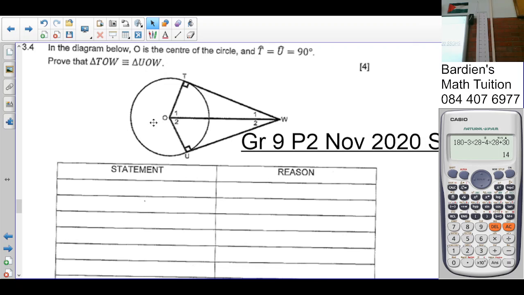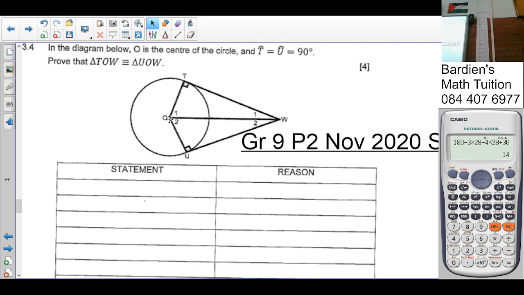We're told that in the diagram below, O is the center of the circle. So if that is the center, what do we know? We know that OT is equal to OU. Why? The radius, yes, the radii. Then we're told that angle T is equal to angle U, which is equal to 90. As you can see, it's perpendicular.